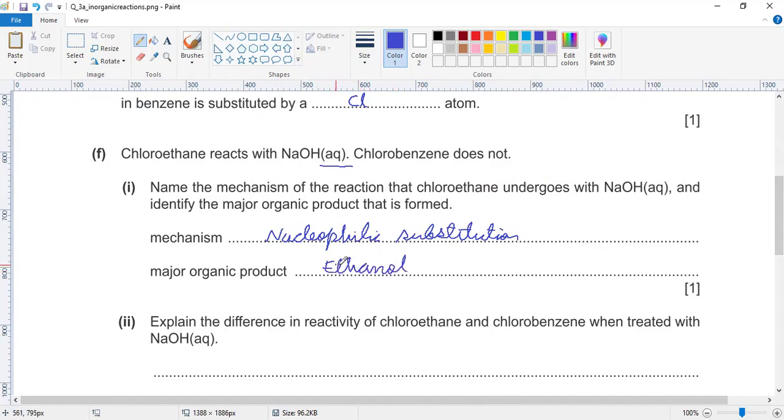And remember that if the sodium hydroxide was in alcohol, then the mechanism would be elimination reaction, and the product would be ethene. So you should remember the difference of the reaction and the condition of the reagent. Okay. Explain the difference in reactivity of chloroethane and chlorobenzene when treated with sodium hydroxide in aqueous condition. So chlorobenzene does not react with aqueous sodium hydroxide in normal condition, in which chloroethane is reacting.